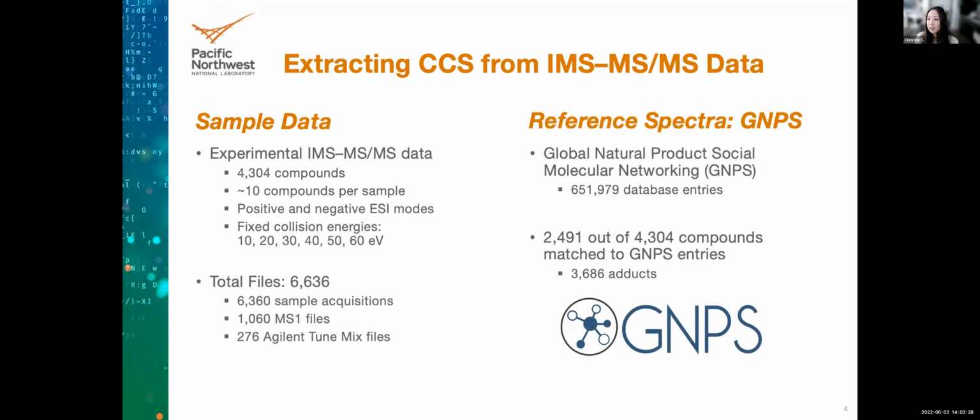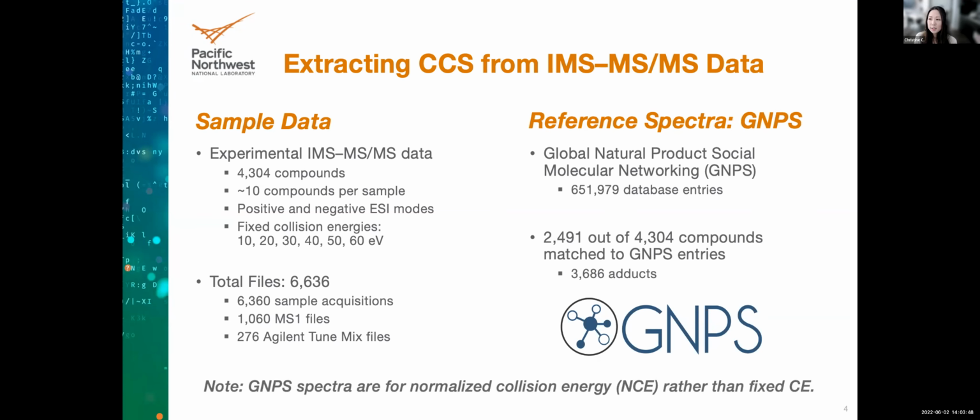So in order to verify assignments for each feature and corresponding CCS, we matched MS2 spectra to GNPS to down select for the correct IMS-MS feature. And this means that of our 4,300 compounds, we found that about 2,500 have some form of adduct data stored in GNPS, resulting in 3,700 reference spectra.